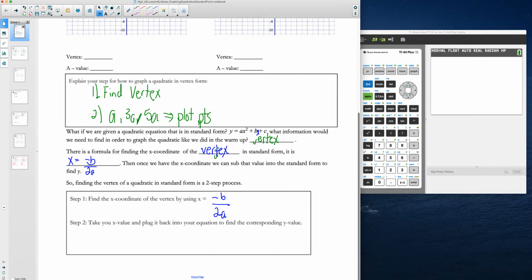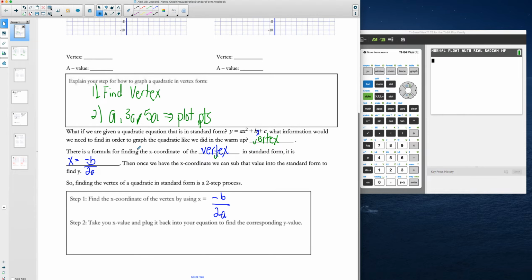So now, what if we were given a quadratic in standard form? We've talked about standard form a little bit. It's ax squared plus bx plus c. We've been looking at that when we've been factoring, and we've talked about our a value, our b value, our c value. What would we need in order to graph a quadratic function? Like we did in the warm-up, we have to know the vertex. Now when it's in this form, we can't see the vertex.